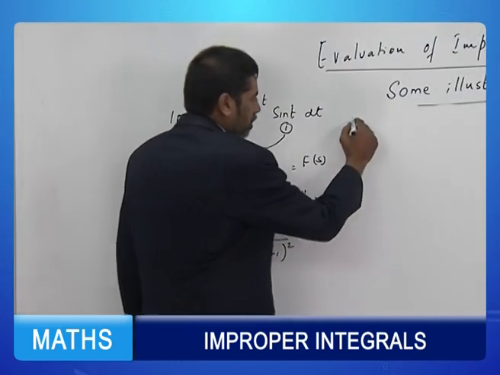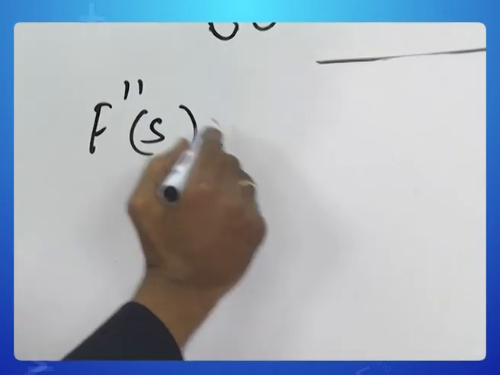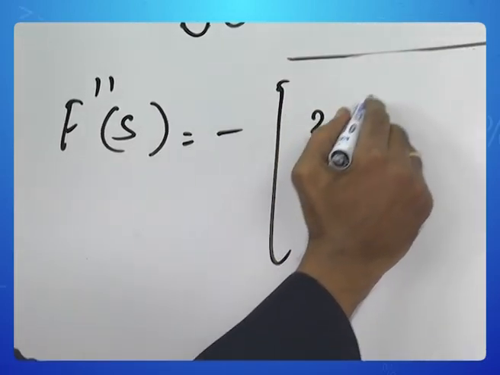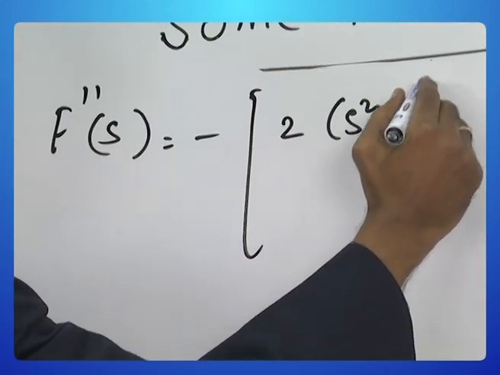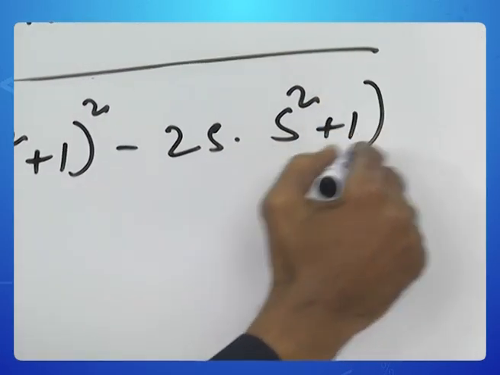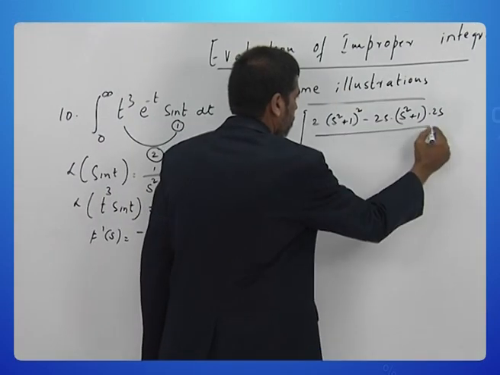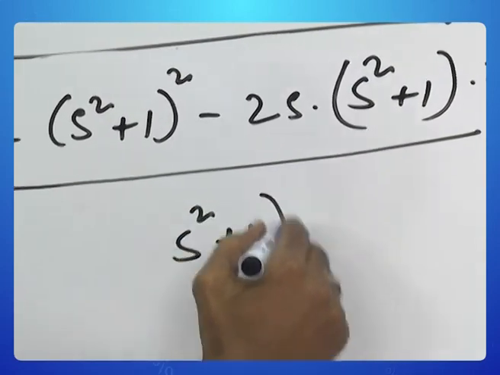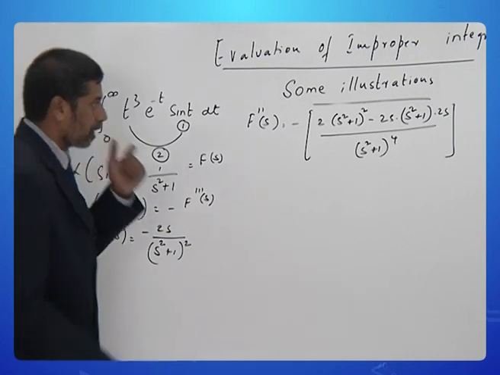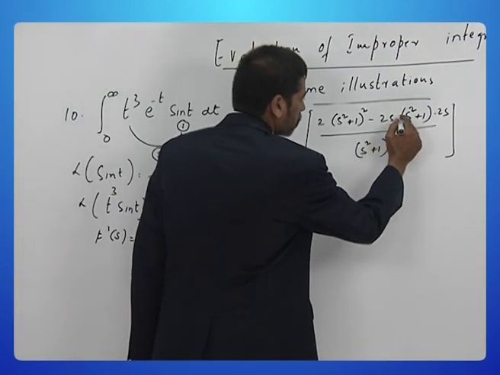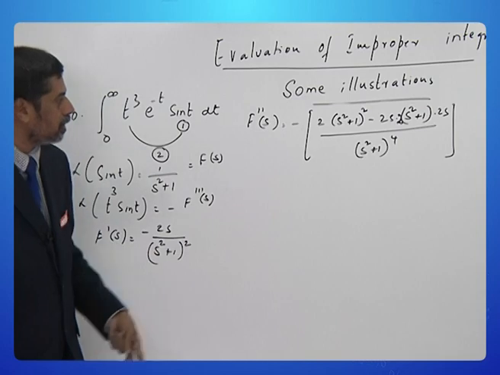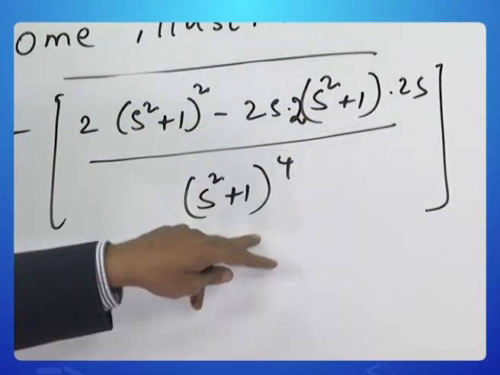Now let's go to f double dash. To differentiate this one, it will be minus 2 into s square plus 1 whole squared minus 2s into s square plus 1 into 2s by s square plus 1 to the power of 4. So I think an additional 2 is also required, because the differentiation of s square plus 1 whole squared is twice s square plus 1. Now let us pull out one s square plus 1 and reduce this.